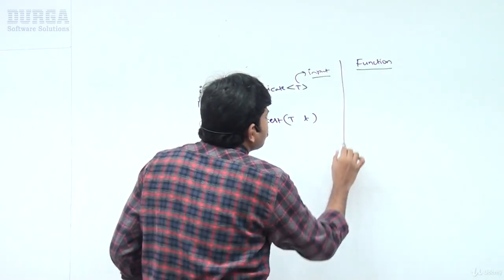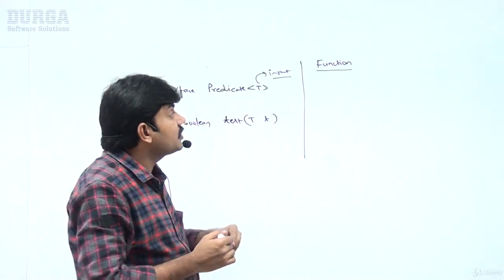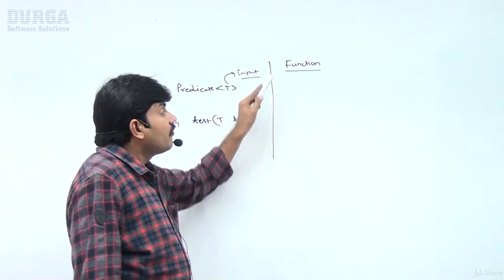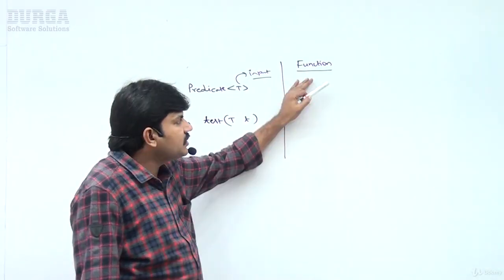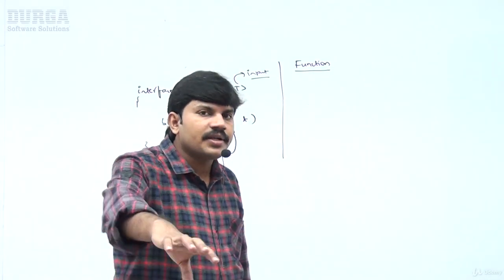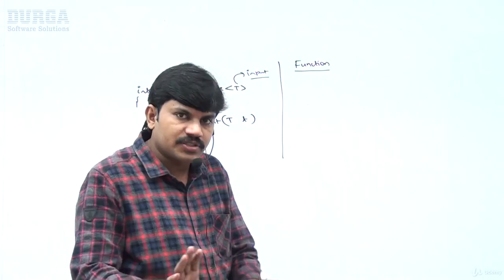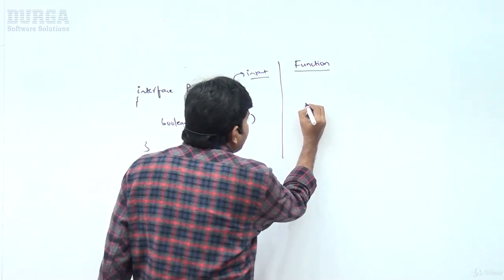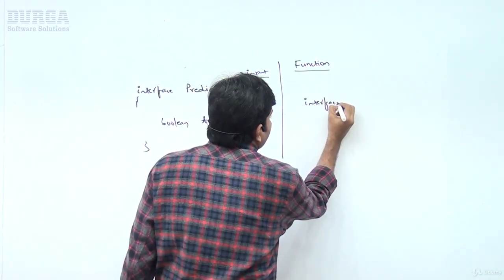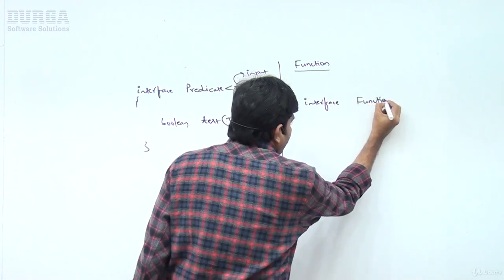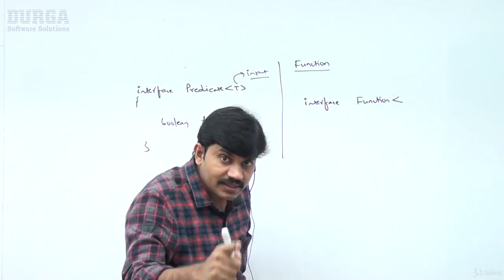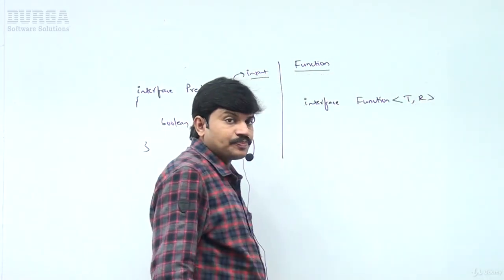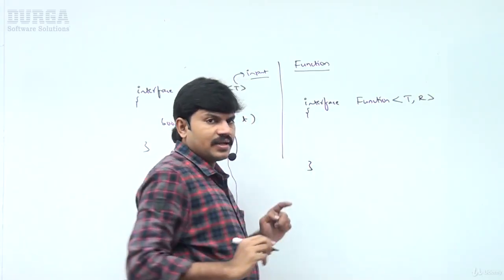Sir, what about function? To implement normal functions, mathematical functions, in the 1.8 version, the Function interface came. This interface was introduced in 1.8 and is present in the java.util.function package only, same as predicate. But how is it here? What is the declaration of Function? Just observe: interface Function. This Function can take two type arguments. What is the first one? T, and the second one R.